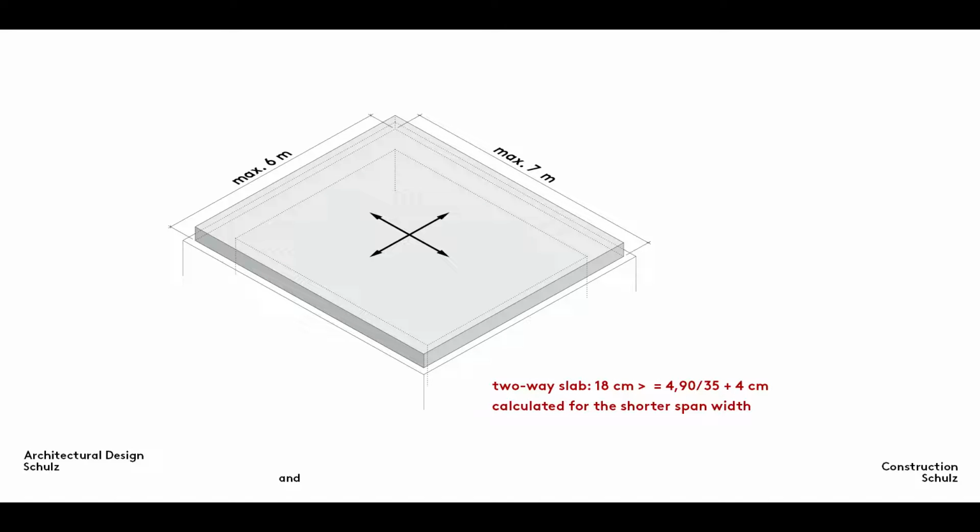Here's the calculation again. If the shortest span width is 4.9 meters and the slab is not intended to support partition walls, the calculation is 490 divided by 35 plus 4 equals 18 centimeters. The maximum dimensions produce a very thick slab. 6 times 6 divided by 150 plus 0.04 equals 0.28 meters, that is 28 centimeters. As you can see, this slab weighs almost twice as much as in the first example.